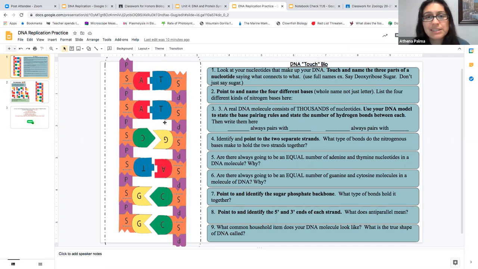You'll understand protein synthesis better. You'll understand chromosomes. You'll understand mitosis, meiosis, the cell cycle. Everything else will make so much more sense when you understand the structure of DNA.